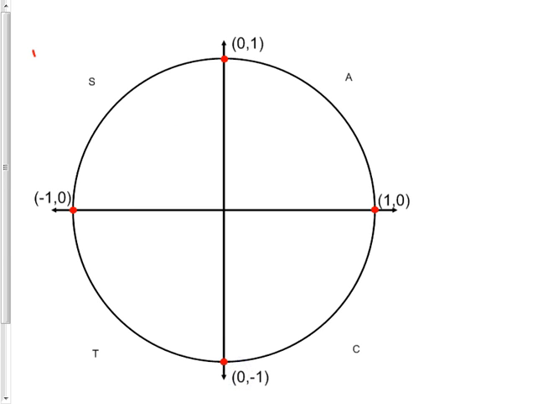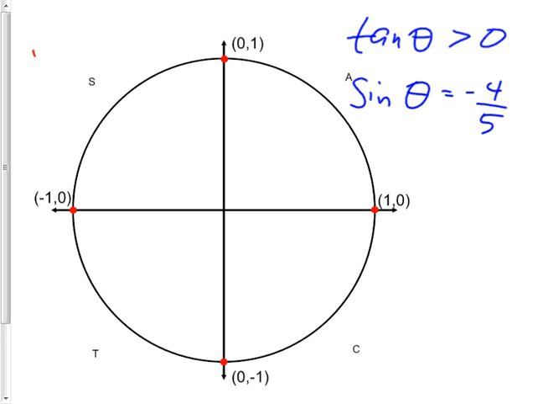I'm going to put you in a place where tangent of the angle I have will come out bigger than 0. And I'm also going to tell you that the sine of the angle in question is equal to negative 4/5. Wait a minute. My brain's starting to hurt. Okay, so where should I draw the triangle?